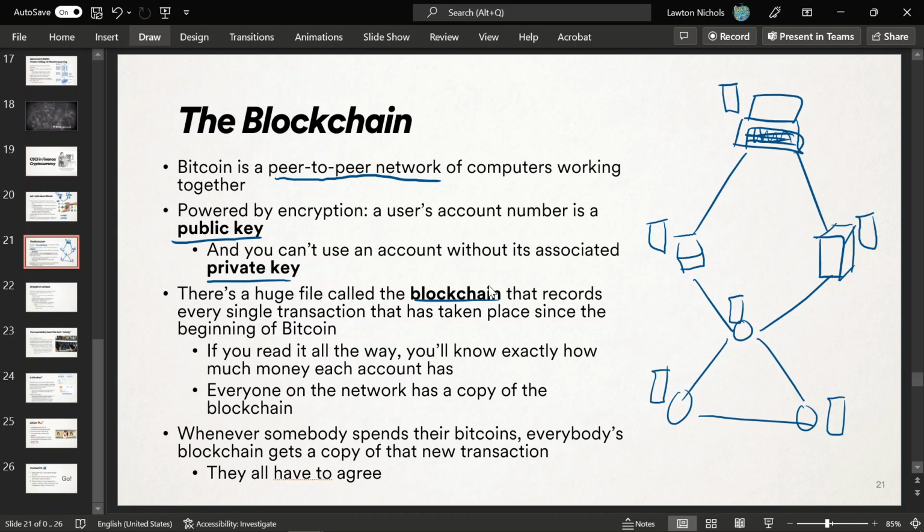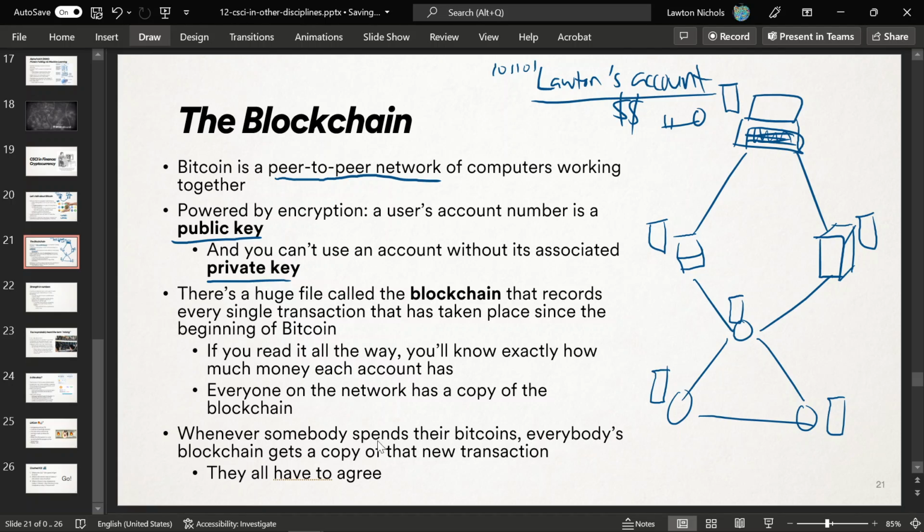That's the idea. Okay, so the blockchain records every single transaction that has taken place since the beginning of Bitcoin. And if you read it from the start, you would know exactly how much money is in what account. That's the idea. And so everybody has a copy, and maybe I have my own local copy, and this is my account. I have what I think my account is. I have my own copy of the blockchain. Here's all my Bitcoins. And if I want to send money, I sign it with my private key, and everybody sends money to my public key. That is how it's working.